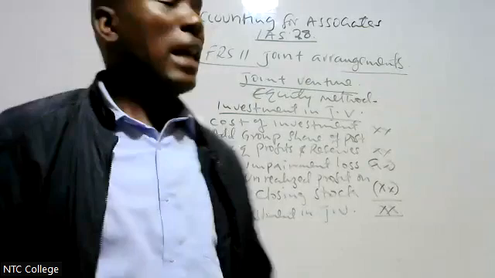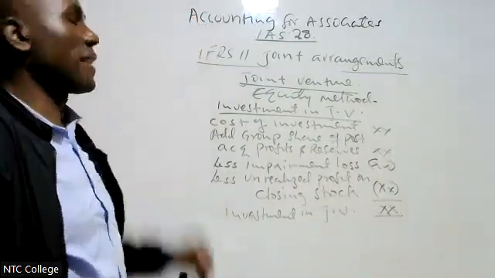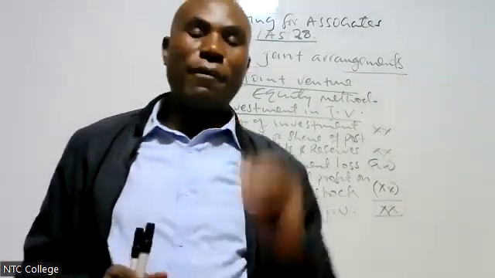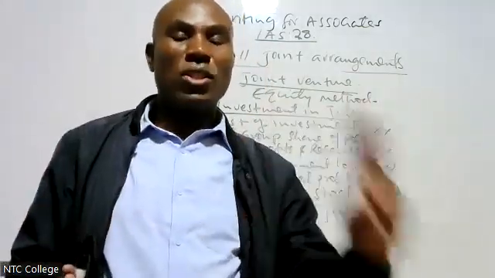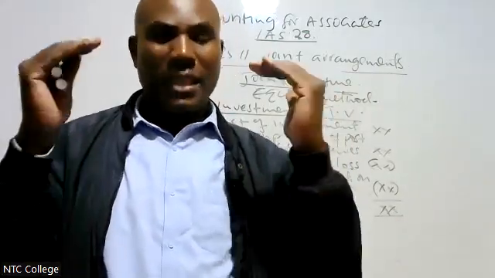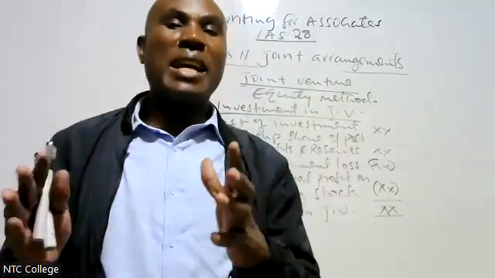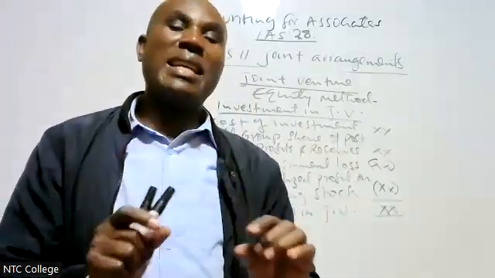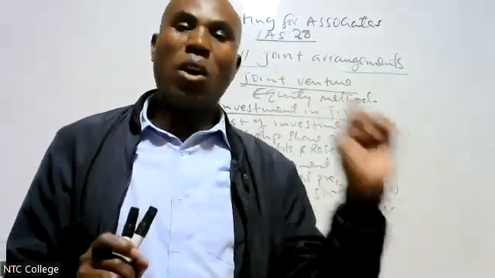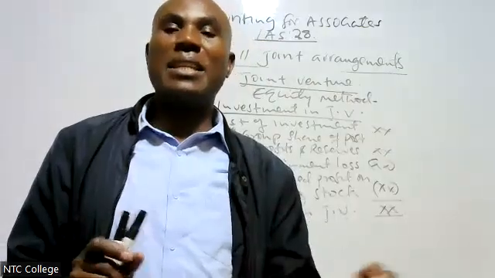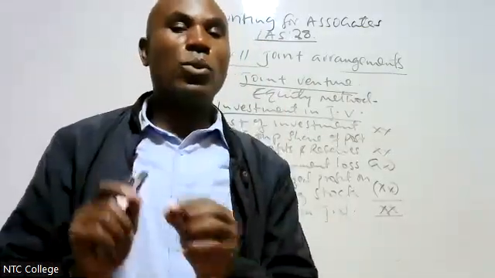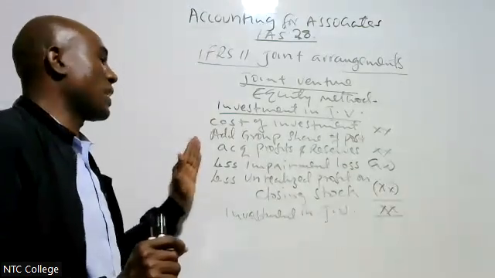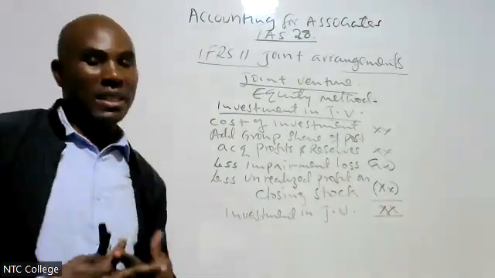Okay, I was saying that according to IFRS 11, it favors what we call joint ventures. I said we have two: joint operation and joint venture. Therefore, if the examiner has brought a joint arrangement, kindly consider it as a joint venture, unless the examiner is categorical that it was a joint operation. If the examiner is silent, you use what we call joint venture, where you recognize the joint venture at cost and adjust by post-acquisition profits and reserves.